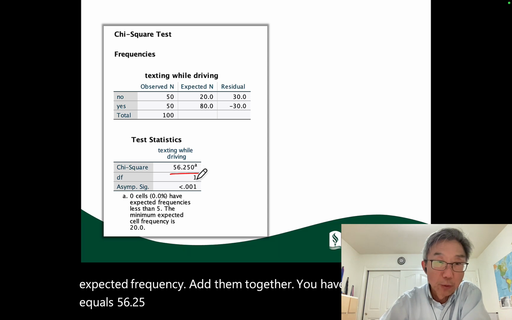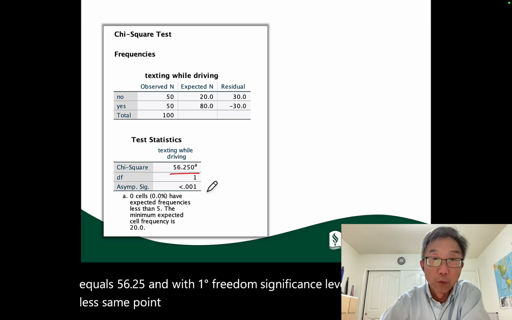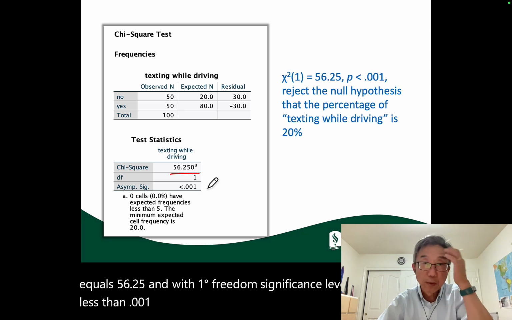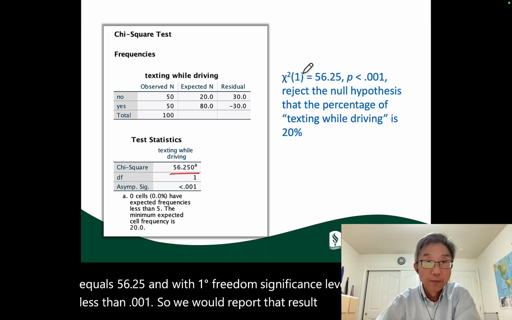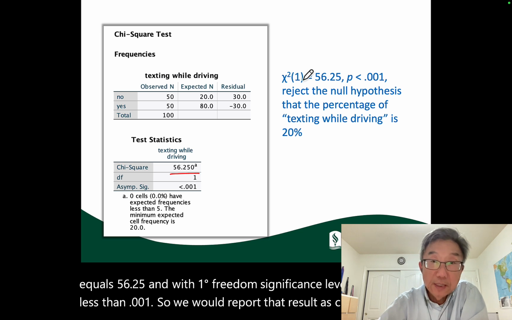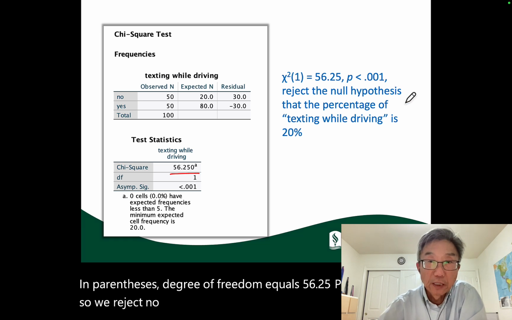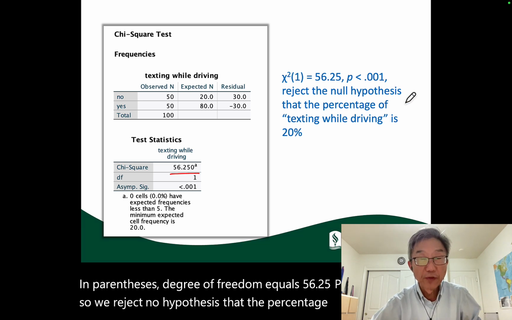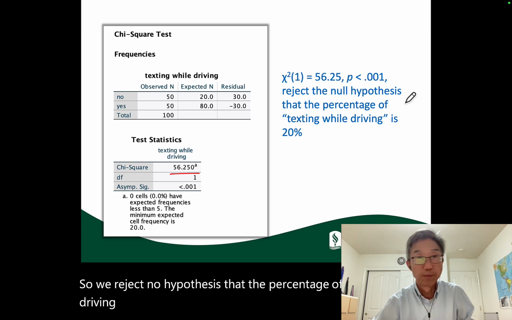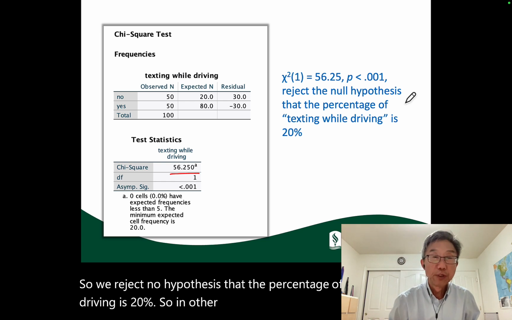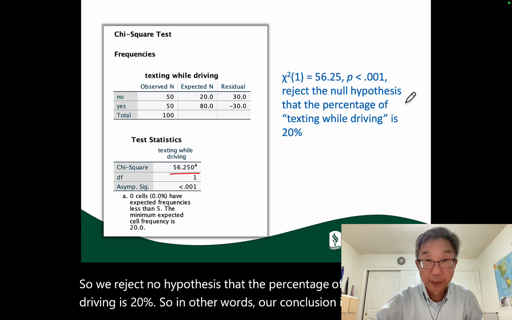And with 1 degree of freedom, the significance level, the p-value, is less than 0.001. So we would report that result as chi-square in parentheses, degree of freedom, equals 56.25, p less than 0.001. So we reject the null hypothesis that the percentage of texting when driving is 20%. So in other words, our conclusion is that it's not 20%.